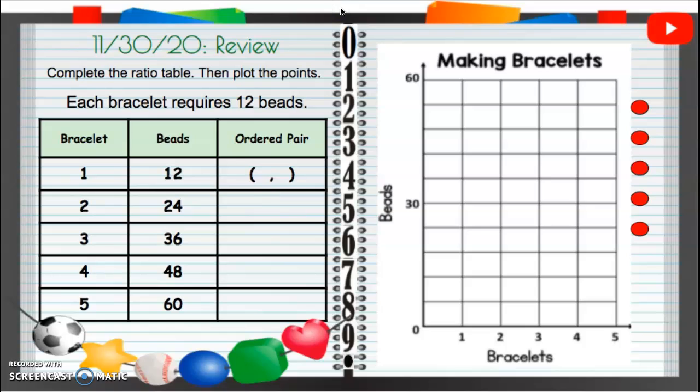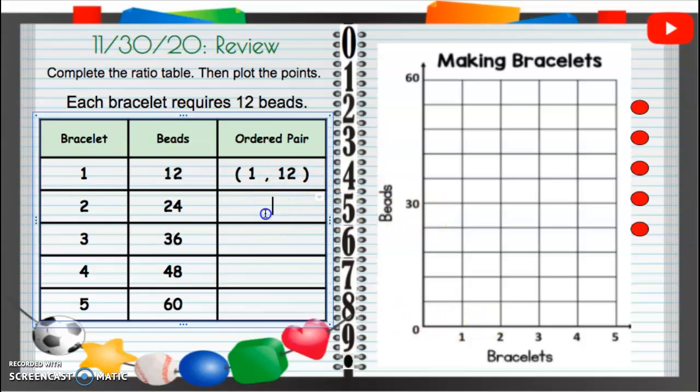All right, so with our ordered pairs now, we're going to take a look at our graph over here. So making bracelets, our x coordinate, remember, x is going to be the horizontal line and y is the vertical line. So horizontally, side to side, our line is bracelets. So the x-axis is going to be bracelets. So the first one in each of these is going to be the bracelet. So bracelet is going to be 1, and then beads, you'd go up to 12.